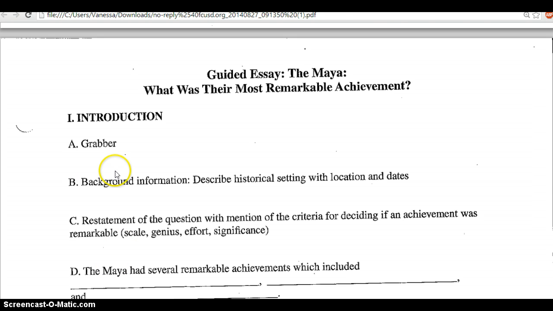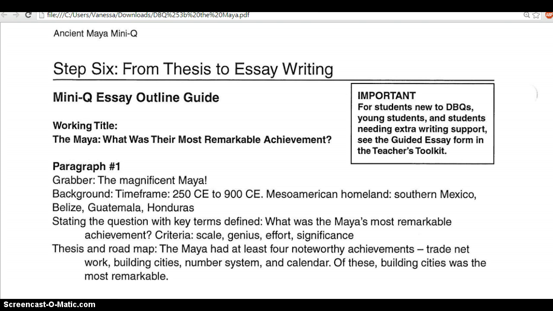So we need to think of a grabber. A grabber is an attention getter to get the reader's interest. So you're going to copy this one, or you can make up your own. So you're going to copy down the magnificent Maya. Do that now.